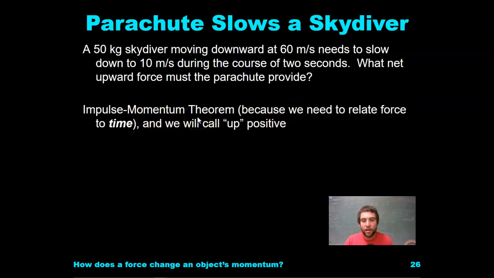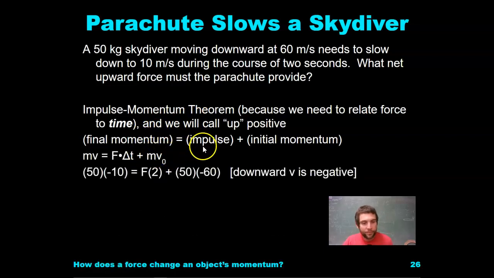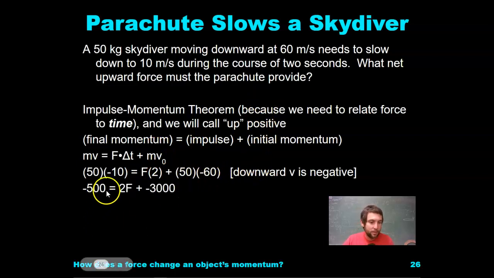For this, we're going to call up positive. So our final momentum equals impulse plus the initial momentum. There it is in equation form. Plugging in our numbers, if up is positive, down is negative, we get this, and then finally F equals 1,250 newtons.